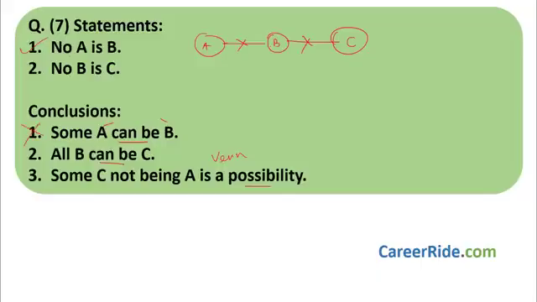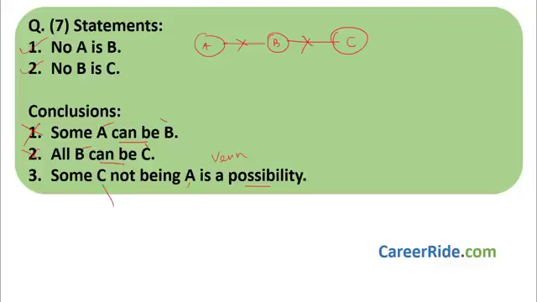Wrong conclusion. Next, second conclusion, all B can be C. Relation between B, C is asked. It is given in statement number 2. No B is C. That means B and C are not at all connected to each other. They are away from each other. Then how can we say all B can be C? Again, wrong conclusion.